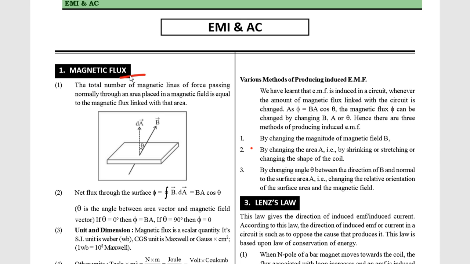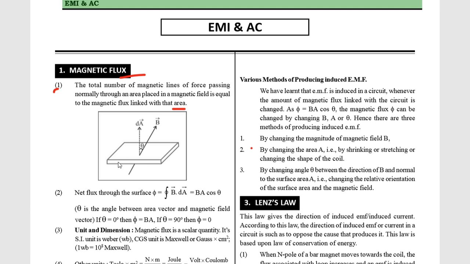You can revise electric flux. It will help you to understand the concept of magnetic flux. Okay, so let's see what magnetic flux is. You can see the definition written here. The total number of magnetic field lines of force passing normally through an area placed in a magnetic field is equal to the magnetic flux linked with that area. So this one is the definition.